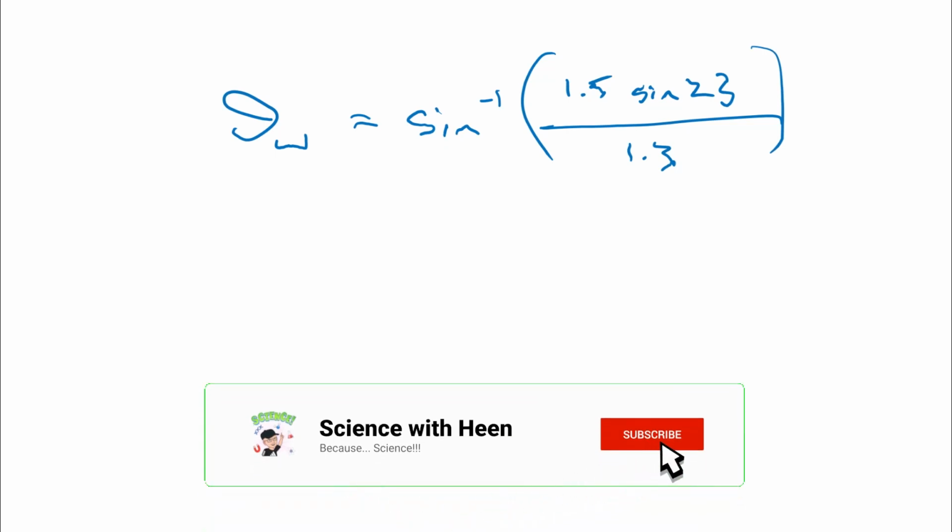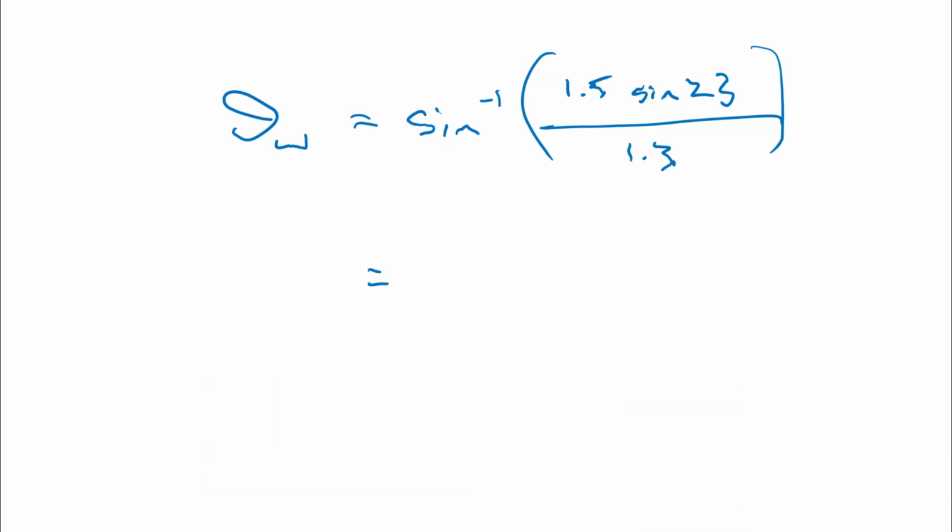So we've plugged in our numbers. Step 4 is get the answer. We reach for our calculator, and let me just punch this in. 1.5 times the sine of 23. That is all divided by 1.3 equals, grand. And now I'm going to take the inverse sine of that answer equals 26.8. So that's step 4.